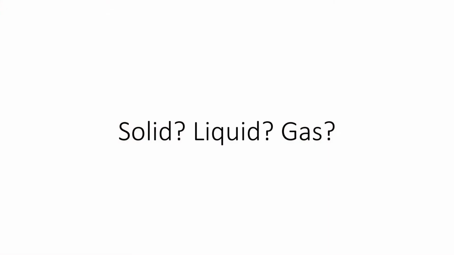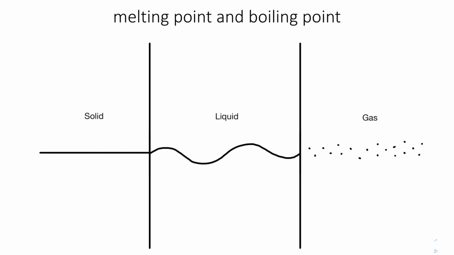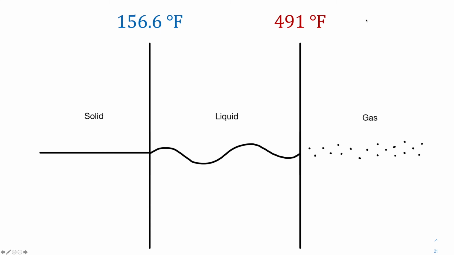One physical property that's important is the phase of a molecule. Is it a solid, a liquid, or a gas? At sea level, that will depend on the temperature. Below 156.6 degrees Fahrenheit, biphenyl will be a solid. Notice that includes room temperature. Between 156.6 and 491 degrees Fahrenheit, biphenyl will be a liquid. Notice you could reach those types of temperatures in an oven. Above 491 degrees Fahrenheit, biphenyl will turn into a gas.